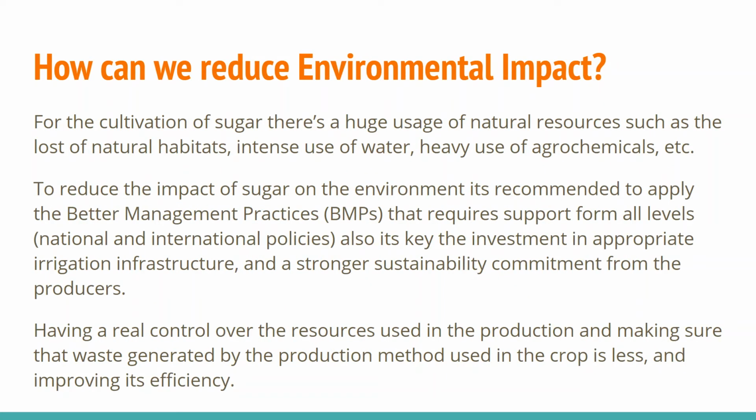How can we reduce the environmental impact of sugar production? The cultivation of sugar involves a huge use of natural resources, such as the loss of natural habitats, the intense use of water, heavy use of agrochemicals, etc. To reduce the impact of sugar production, it's recommended to apply the Better Management Practices, BMPs, that require support at all levels, national and international policies, and the intervention of many organizations.